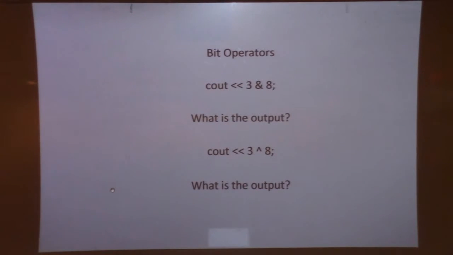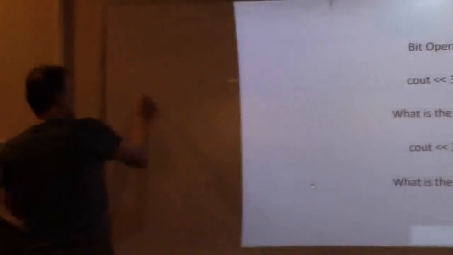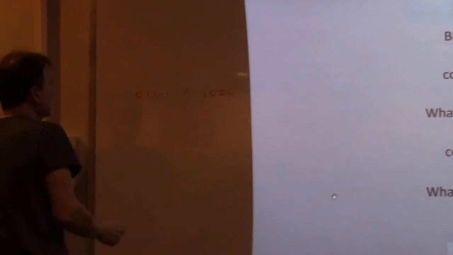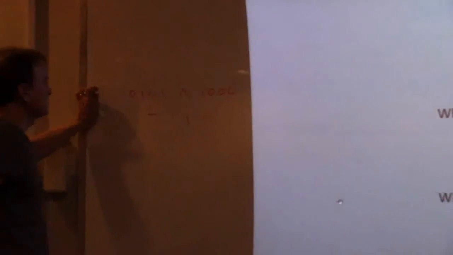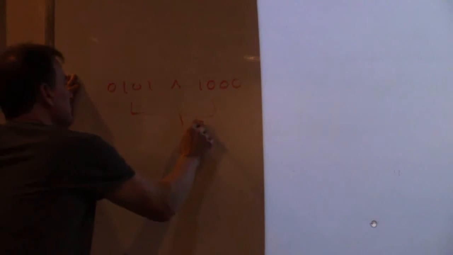11. How about if you do XOR? XOR means if they're different, it's a 1. If they're the same, it's a 0. Still get 11. So take a look at this one over here. Let's do this one: 0, 1, 0, 1 XOR 1, 0, 0, 0. Tell me the numerical decimal value of this expression. 13. The value of the expression is 13.